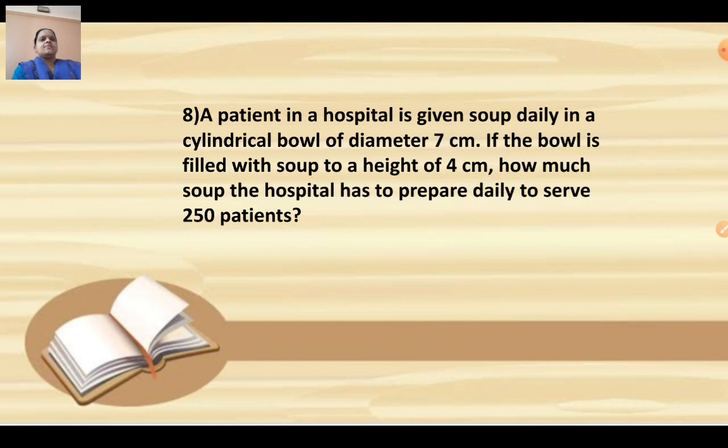Question number 8. A patient in a hospital is given a soup daily in a cylindrical bowl of diameter 7 cm. If the bowl is filled with a soup of height 4 cm, how much soup the hospital has to prepare daily to serve 250 patients?